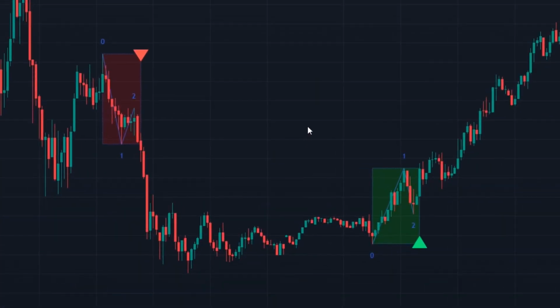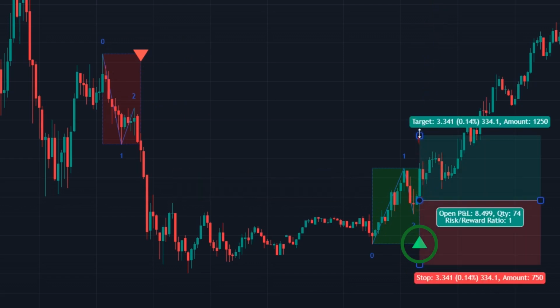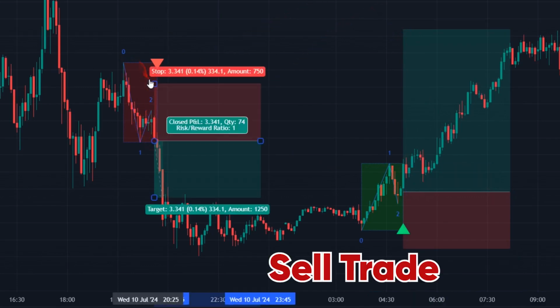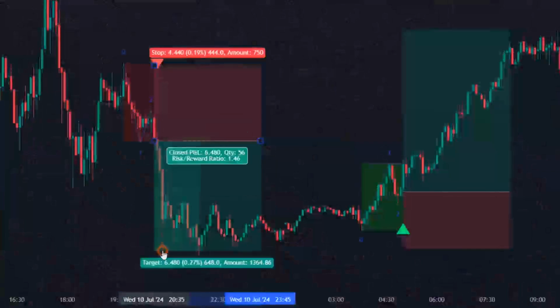As you can see, this indicator shows us triangles that we consider as signals for entering trades. When you see green triangles, you can use them to enter buy trades, like this point. And when you see red triangles, you can use them to enter sell trades and achieve good profits.